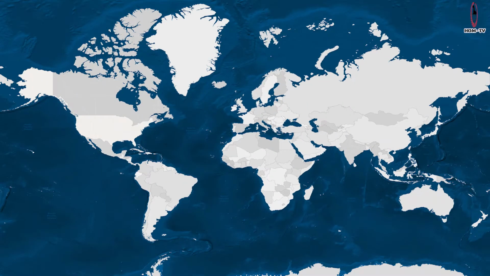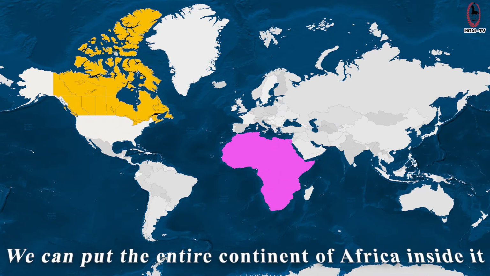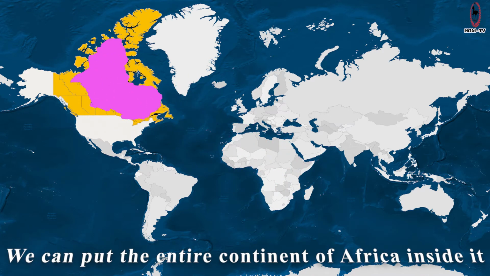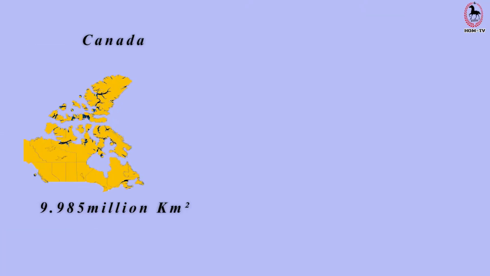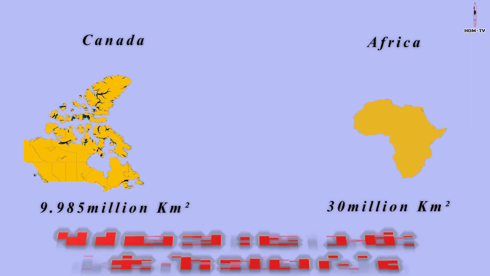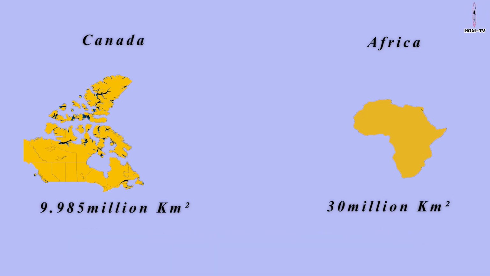The last example is the state of Canada, which also extends over a large part of the map, where we can also put the entire continent of Africa inside it, but the actual area of Canada is equal to 9.985 million square kilometers, which means that its area is one-third the size of the continent of Africa. There are many other examples, but we will suffice with that.